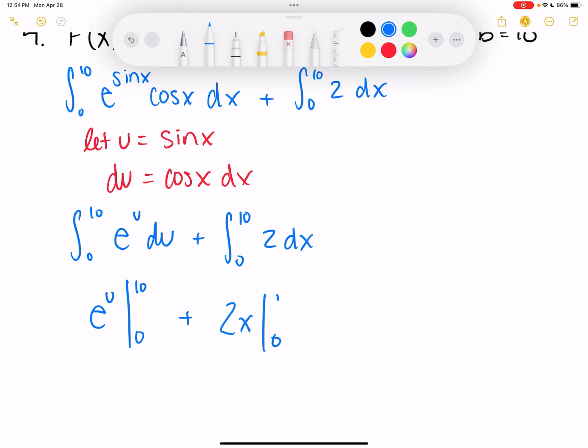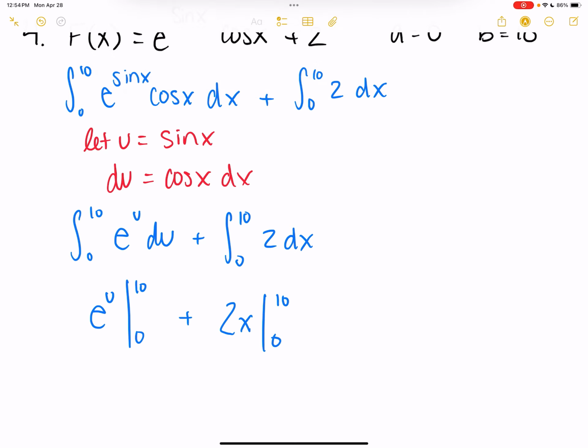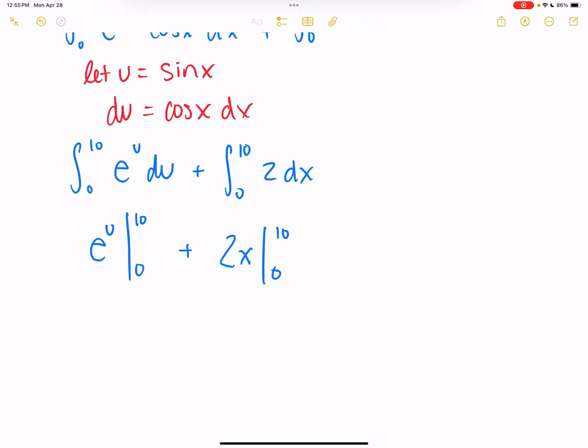Wait, so if that was negative cosine, couldn't we throw the negative out front with the integral? What if it was 3 cosine? Then the 3 was already there. Or what if it was 3 sine of x? That's a thing to do. I'm just saying.